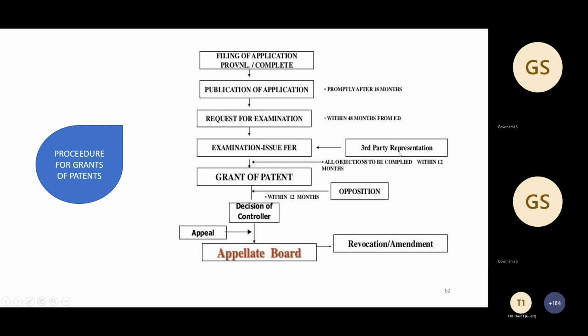Once it is published, it is represented to the public, and you can raise your objections within 12 months. Then grant of patent. Within 12 months, opposition has to be represented, followed by the decision of the controller. If you have any doubt about the decision of the controller, you can appeal to the appellate board, which can revoke the decision given by the controller. So this is what happens.